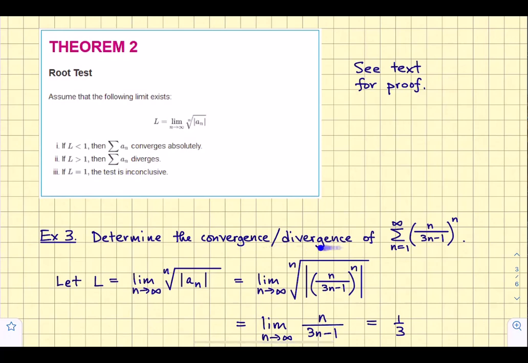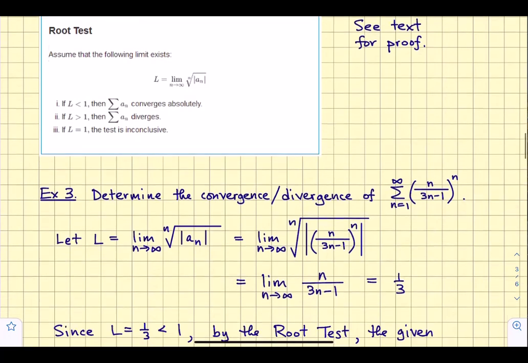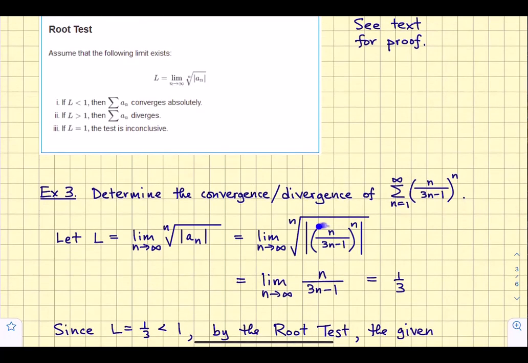Let's determine the convergence or divergence of the sum from n equals 1 to infinity of n over 3n minus 1, all raised to the nth power. So in the spirit of the root test, let's let L be the limit as n goes to infinity of the nth root of the absolute value of the a sub n's. This entire thing is the general a sub n. So we are taking the limit as n goes to infinity of the nth root of the absolute value of all of this. And now notice, because we had an nth power, and first everything here is positive, so we can do without the absolute values, although that might not be the case in every example.